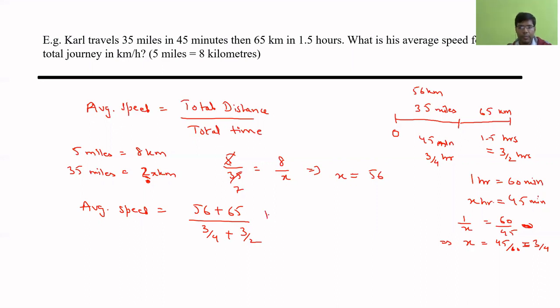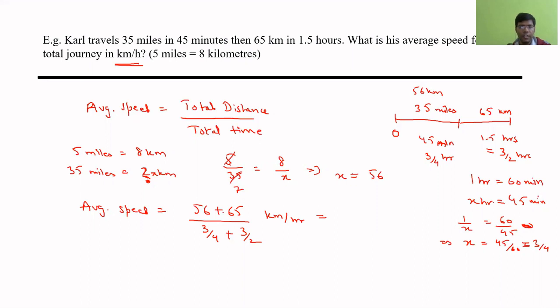So this is the speed in kilometers per hour. I think that's what he's asking. Yeah. So find the average speed for the total journey in kilometers per hour. So this is what we need. So we just simplify it to get our answer.